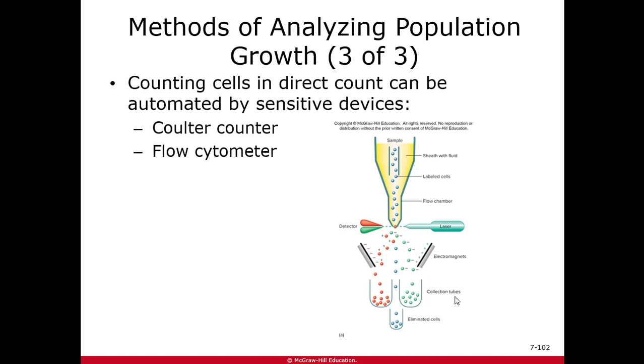Flow cytometry is similar, except instead of electrical current going through, it uses a laser light. Anytime a bacterium goes in front of the laser, it counts the bacterium. So the more bacteria, the more times that laser light is interrupted. So it gives a pretty good estimate of how many bacteria are in a particular solution.